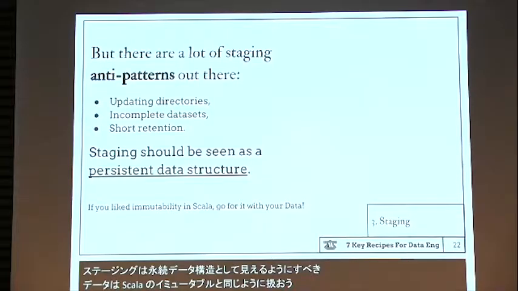So staging should be seen as a persistent data structure. It's like the list in Scala. You don't mutate a list, you create a copy of it, and with garbage collection, it happens to run fine over time. So if you like the immutability in Scala, you should move to persistent staging, and it simplifies a lot the data engineering and all the problems that come with data visibility, data access, or data availability. The fact that a dataset is available is completely solved and removed from your concerns.